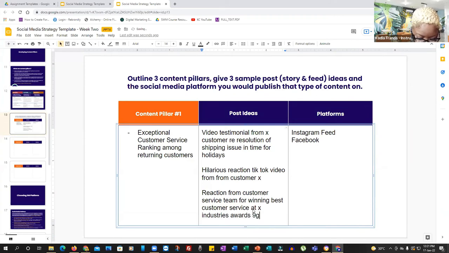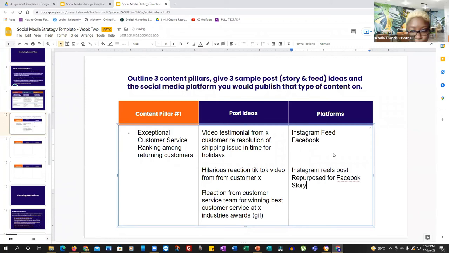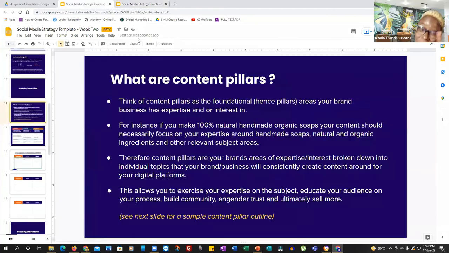And then you guys put something like this, a GIF. So this could be a GIF. So you probably capture something and you turn it into a GIF. Somebody might have jumped up and done something hilarious or funny, and you turn it into a GIF and you put that on your platforms and you create a story about it. And of course, this could be Instagram Reels, because you know you can turn TikTok videos into Instagram Reels posts and repurpose for Facebook Story, because Facebook doesn't have Reels, Facebook Story. And since most of you decided that your best platform was Instagram and Facebook, even though you should go here.